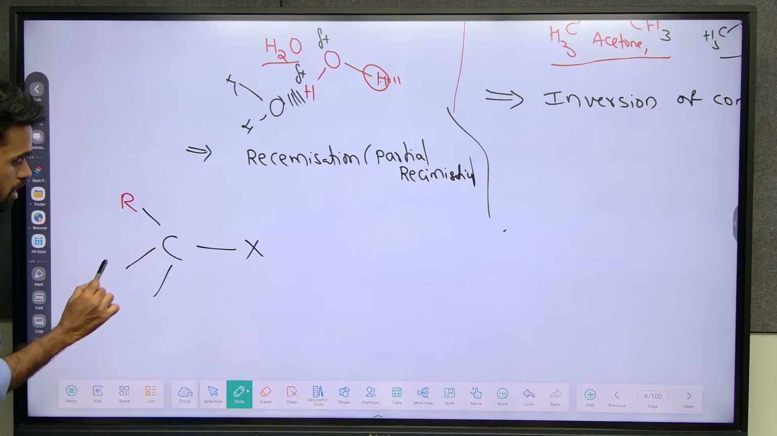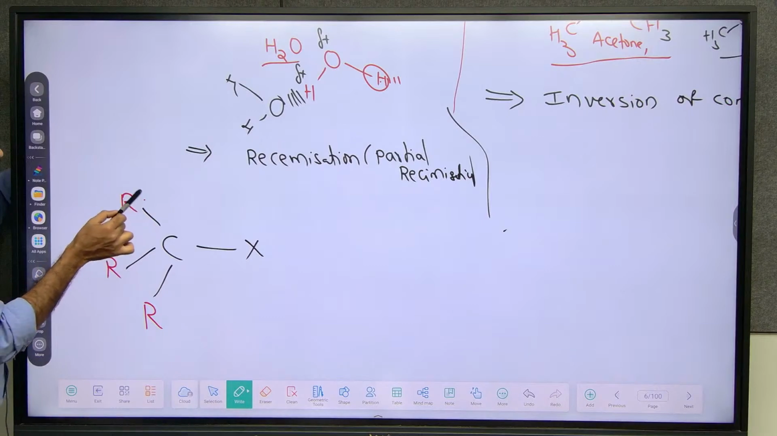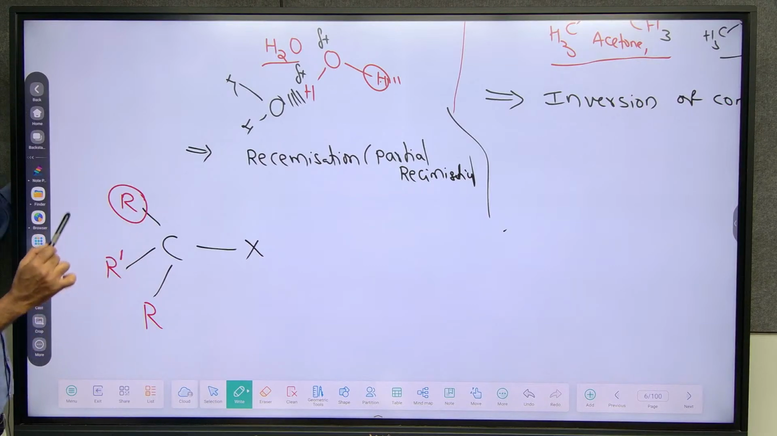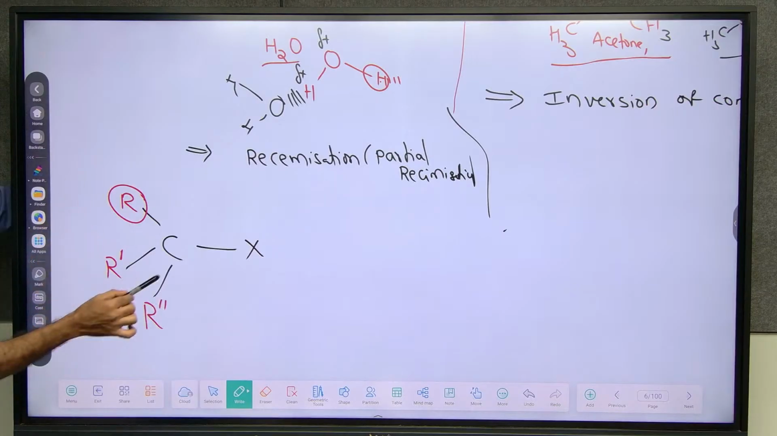See, there is R. Let us differentiate. This is one alkyl group, second alkyl group as R dash, third alkyl group as R double dash. Like this I am taking. So what is the degree of this carbon now?